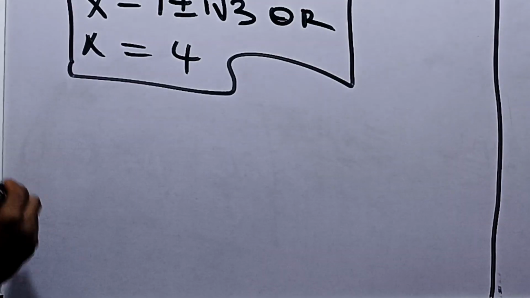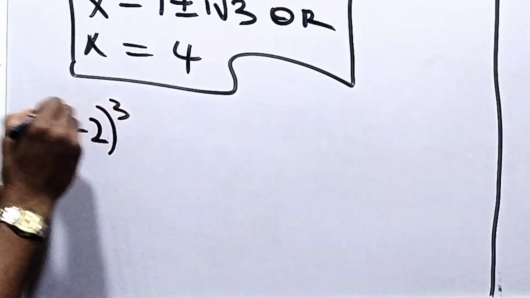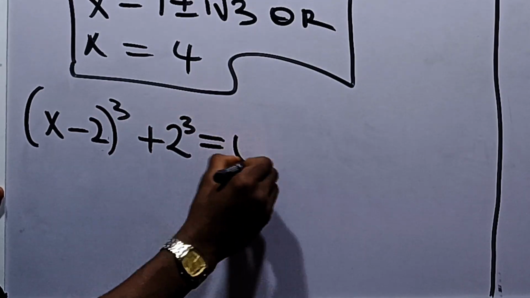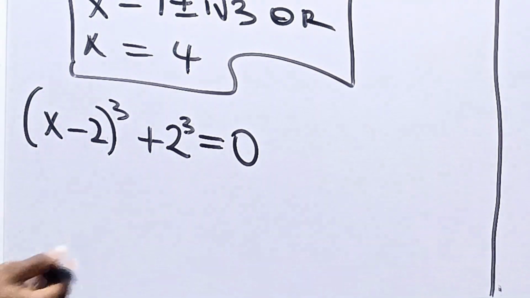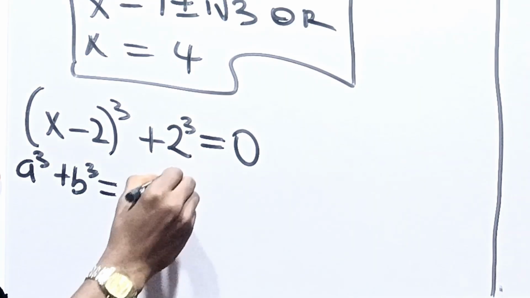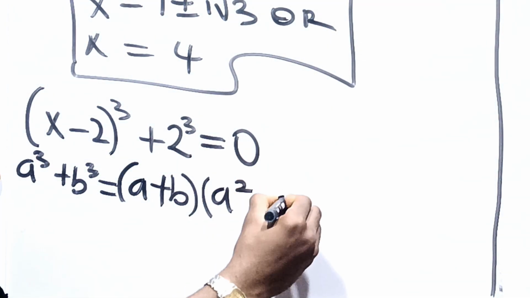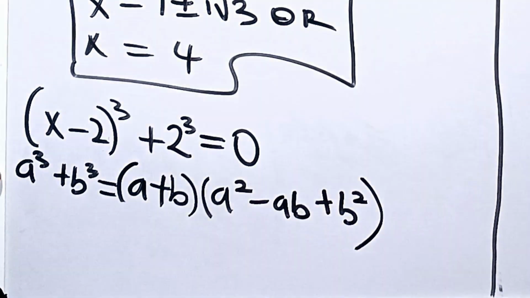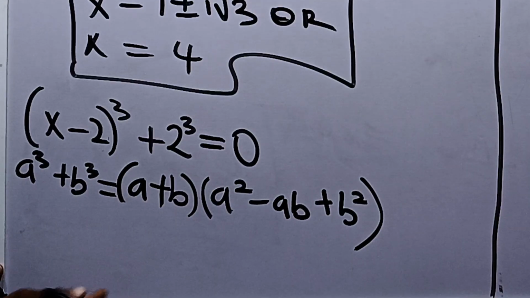Recall that our second condition is that x minus 2 cubed plus 2 cubed is equal to 0. Initially we applied the difference of two cubes, now we're going to apply the sum of two cubes. The sum of two cubes says that a cubed plus b cubed is equal to a plus b into a squared minus ab plus b squared. So this is what the sum of two cubes gives. Now we're going to substitute these for a and b in this equation. Let's do that quickly.